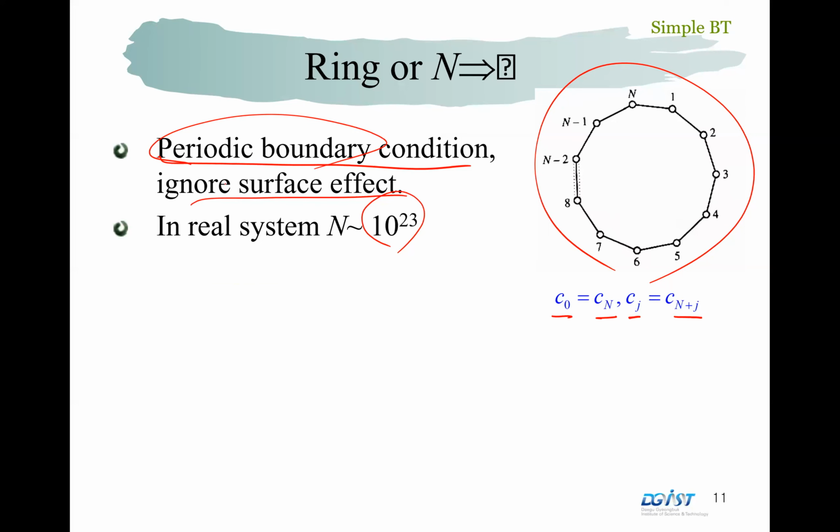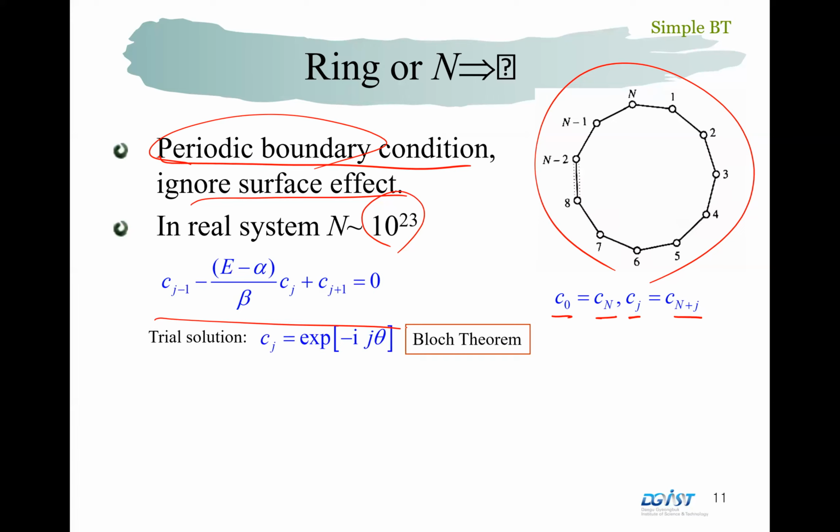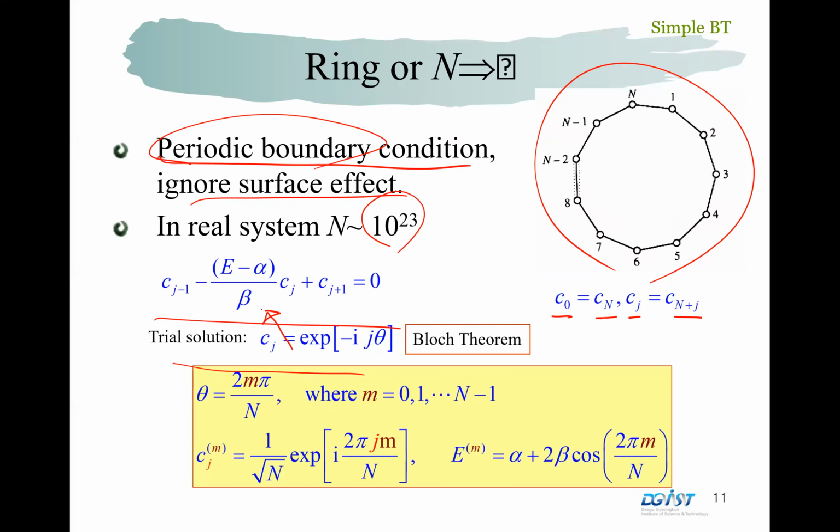Okay. So this matrix is turned into these equations, and the trial solution is that Cj is a kind of exponential phase term. And if you insert this one here, we obtain the theta, the corresponding phase term, which can be expressed this way. And now we have the coefficient as this exponential term. And this is actually the same as the Bloch theorem in solid state physics, with the same physical meaning. So now what we obtain is that the energy is alpha plus 2 beta cosine of the phase term.